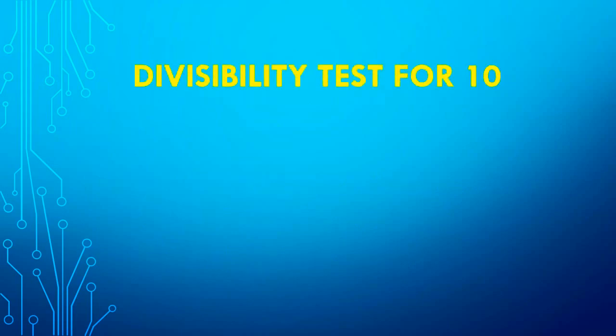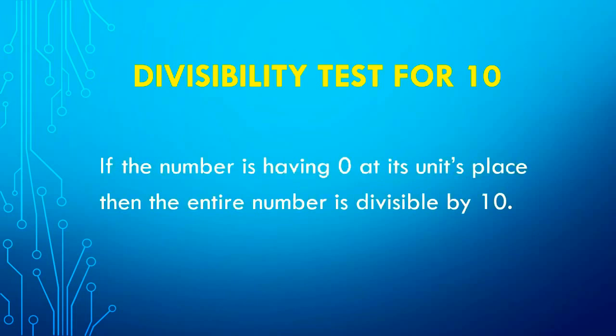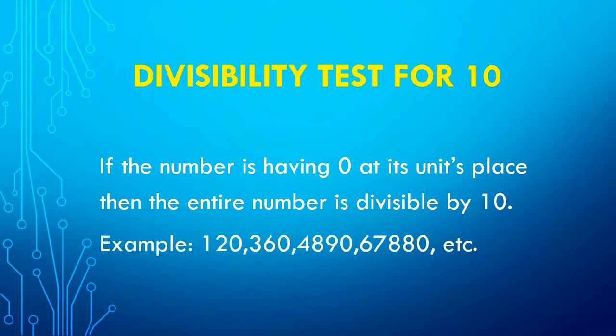Divisibility test for 10. If the number has 0 at its units place, then the entire number is divisible by 10. For example, 120. 120 has 0 at its units place, so the entire number 120 is divisible by 10. 360 also has 0 at its units place, so it is divisible by 10. 67,880 also has 0 at its units place, so the entire number is divisible by 10.